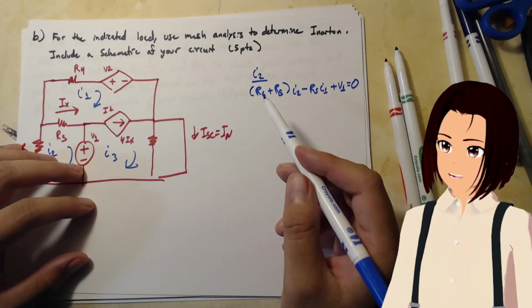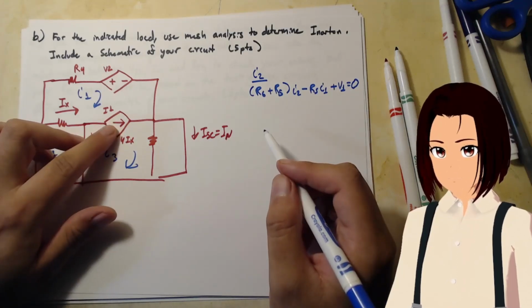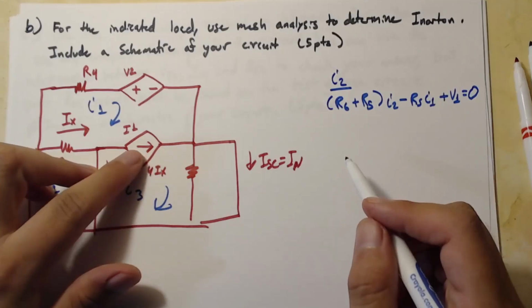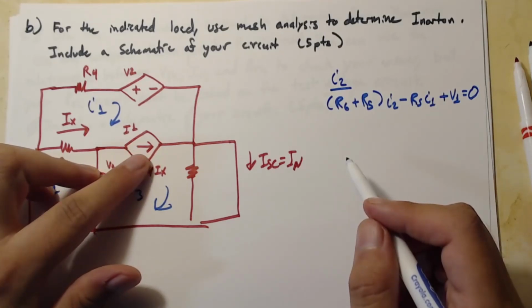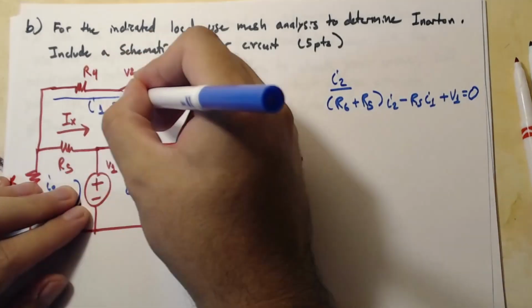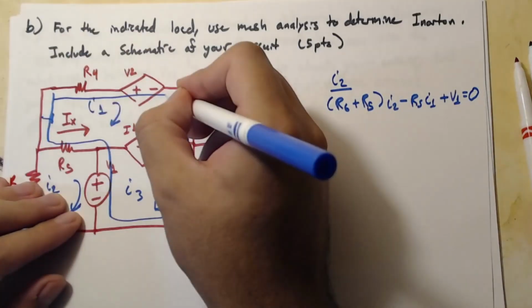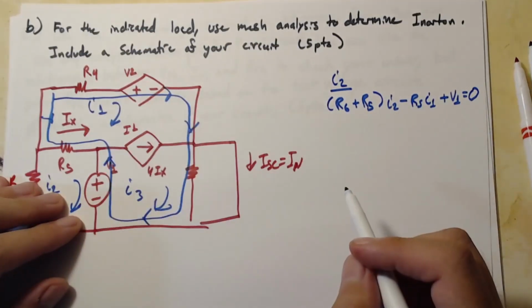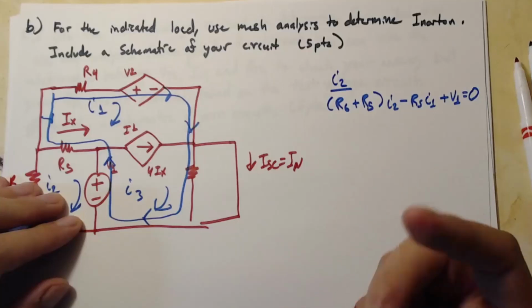We see this current source right here, and to deal with it, the strategy is that we're going to do a supermesh. There we go, and now we can write the supermesh from inspection as well.